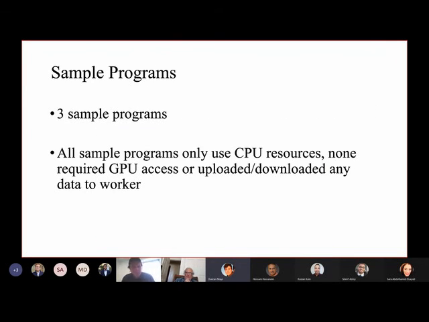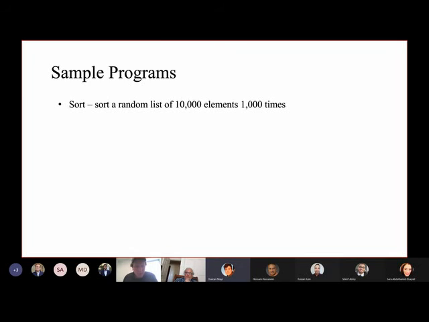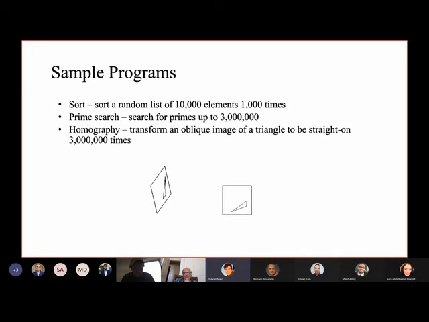So we ran 3 sample programs, and again, we only focused on CPU characteristics. None of the sample programs accessed the GPU or communicated in any way. Sort was a sample program that used quick sort on a randomly set list of 10,000 elements 1,000 times. Prime searched for primes up to 3 million, and homography transformed an oblique image of a triangle to be straight on 3 million times. So homography is an image transformation operation.